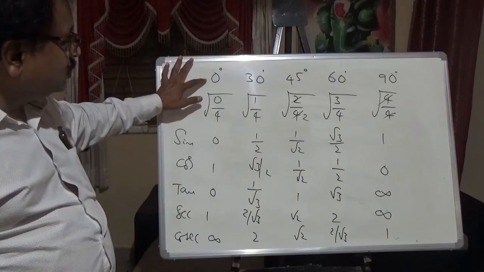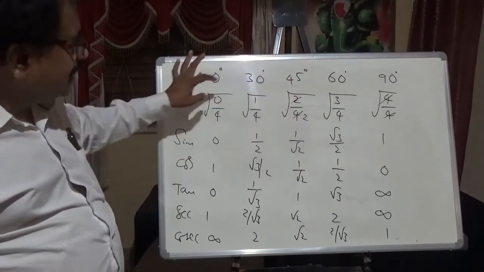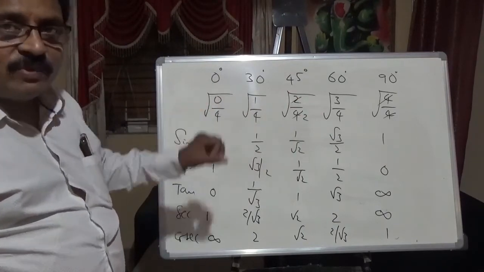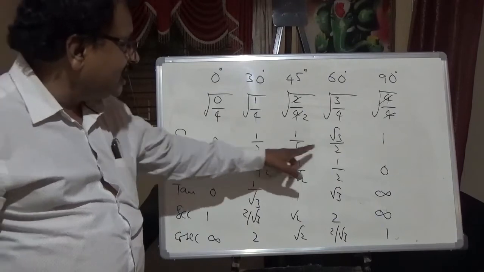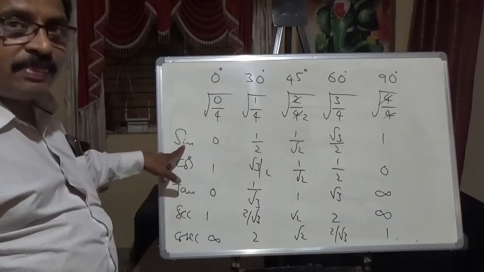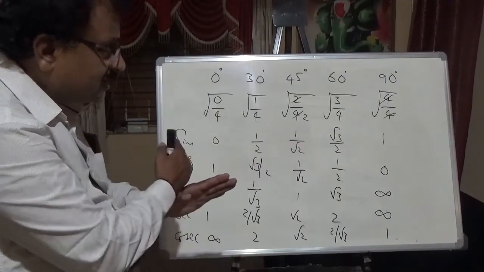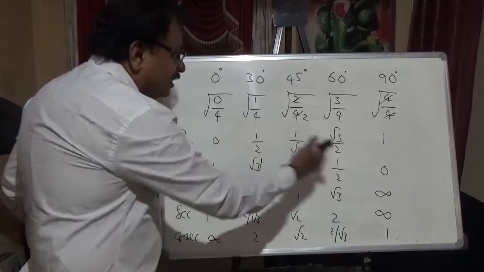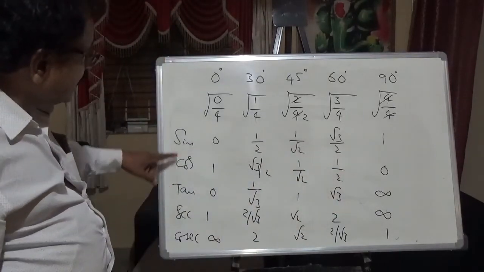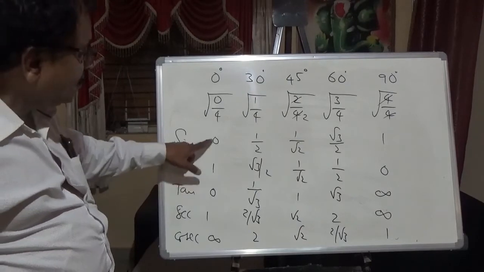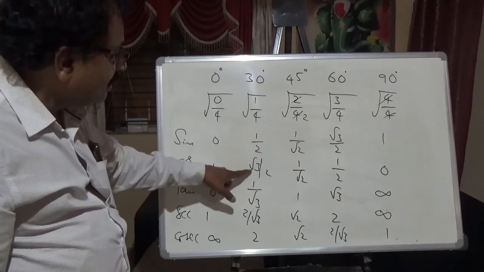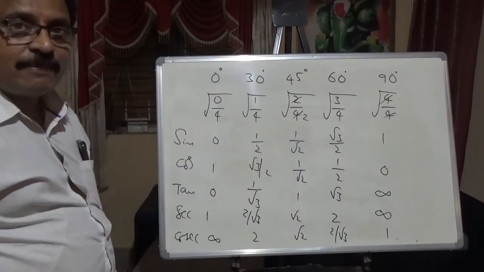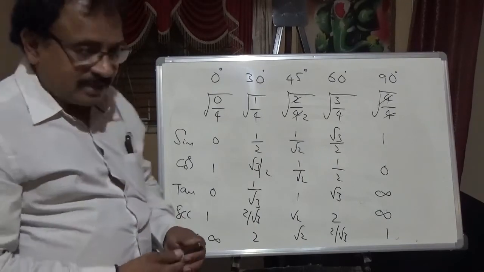Once again I will repeat: 0, 30, 45, 60, 90. First write 0, 1, 2, 3, 4. Each value divide by 4. Take the square root for each value. Whatever values you get, these are the values of sine. Cos, if you want, reverse it: 1 will come this side, root 3 by 2, 1 by root 2, 1 by 2, and 0 on that side. Tan theta is sin theta by cos theta. 0 by 1, 0. 2 cancel, 1 by root 3, 1, root 3, infinite. Like this. Understood?